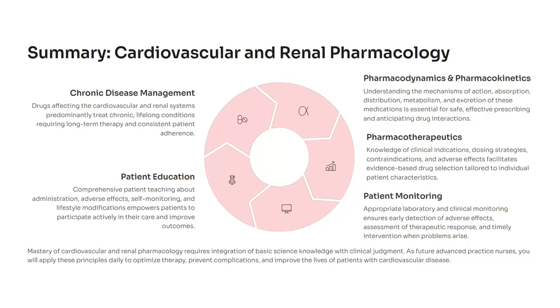Okay, so this is just a quick summary before we do our knowledge check. Cardiovascular and renal pharmacology. So, chronic disease management: drugs affecting the cardiovascular and renal systems predominantly treat chronic lifelong conditions requiring long-term therapy and consistent patient adherence. We need to educate our patients, with comprehensive patient teaching about when they should take the drug, what kind of side effects, how they should monitor, and what about lifestyle modifications. Empower them to participate actively in their care so they can improve their outcomes.